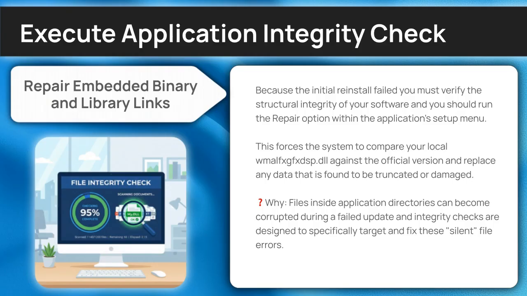Because the initial reinstall failed, you must verify the structural integrity of your software, and you should run the repair option within the Application Setup menu. This forces the system to compare your local DLL file against the official version and replace any data that is found to be truncated or damaged. Why are we doing this? Well, files inside application directories can become corrupted during a failed update, and integrity checks are designed to specifically target and fix these silent file errors.